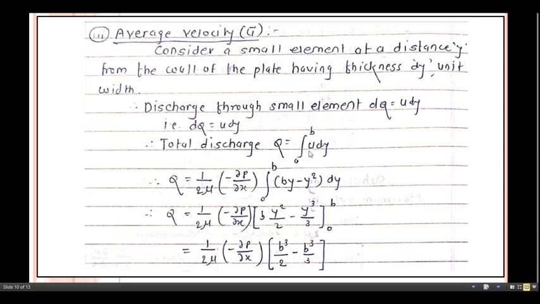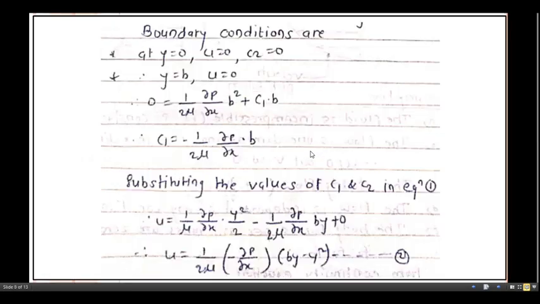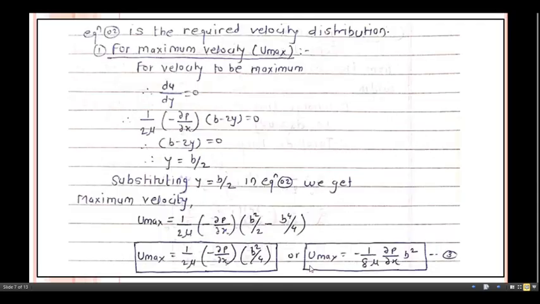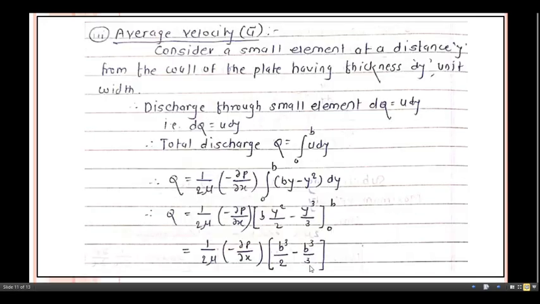Already we have the velocity distribution for u, just pick up that velocity distribution from this step, that is u equals 1 upon 2 mu into minus dp by dx into (by minus y square), and just substitute here. Okay, if I replace u by this term, now what about this one? Both of these terms are constant. Just take those constant terms outside of the integration sign. Okay, and by considering this limit 0 to b, just take the integration of this one.